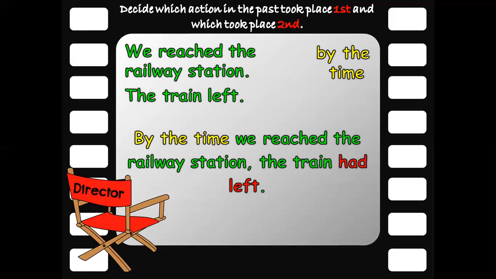Use by the time. By the time we reached the railway station, the train had left. That means we didn't catch the train because the train had left first. Okay? If I ask you to use after, you will say, after the train had left, we reached the railway station. Okay? Use till, you will say, we didn't reach the railway station until or till the train had left. Okay?